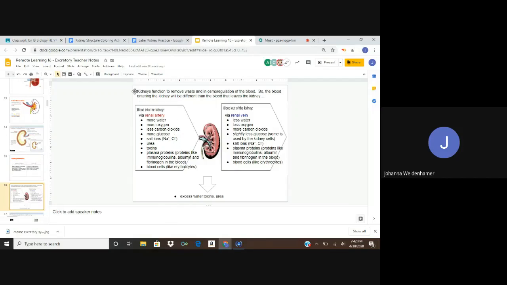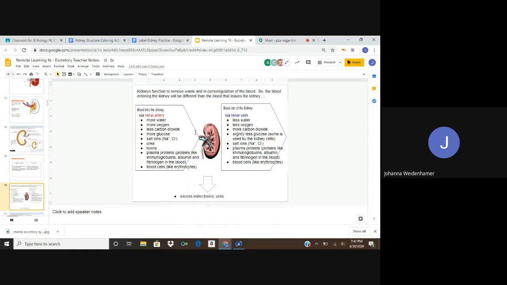So here are a couple of things about what's going on with the blood. Again, remember that kidneys function to remove waste and in osmoregulation of the blood. So the blood entering the kidney will be different than the blood that leaves the kidney, because we're doing a lot of things here to the blood. We're reabsorbing things, we're taking things out of the blood, putting stuff back in. So here's kind of the general overview of what's going on.